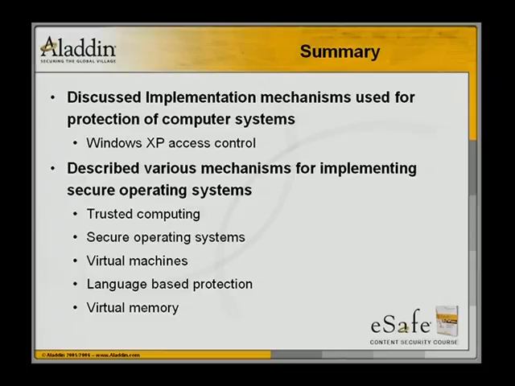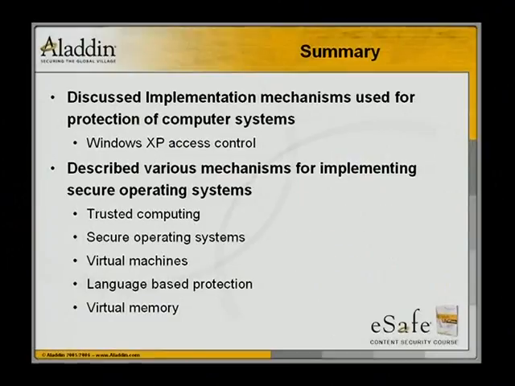So to summarize this lecture, we discussed an implementation mechanism used for protection of computer systems. We saw, for example, the Windows XP access control. We saw that it comprises three kinds of roles: the user, the power user, and the administrator. We showed that the administrator has the permissions of its two predecessors, the power user and the user. However, the power user did not have the administrator permission, but it had the user permission.